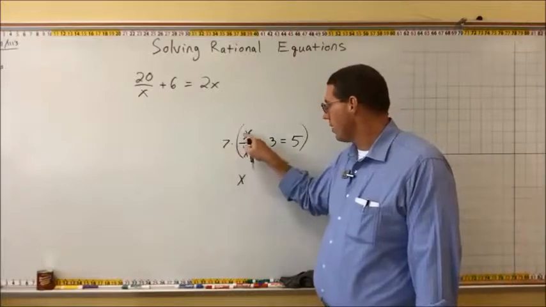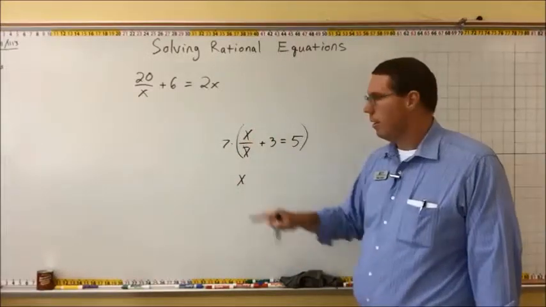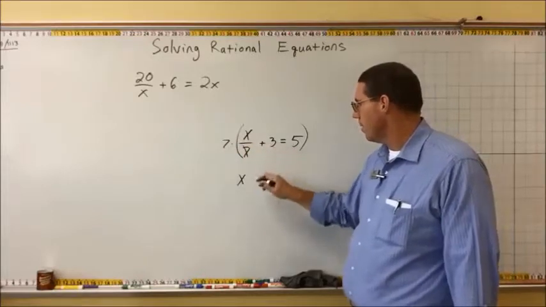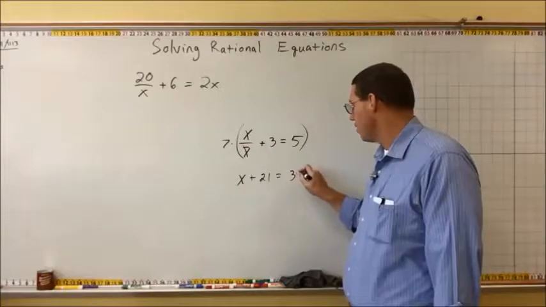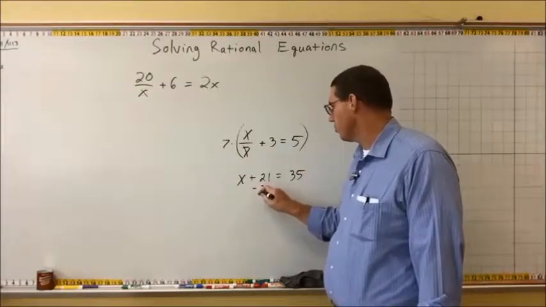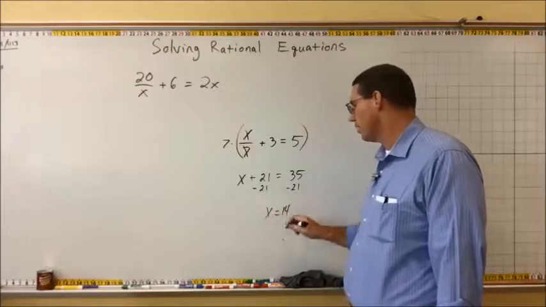So here 7 times x over 7 cancels the denominator. We just bring the x down. 7 times 3 is 21. 7 times 5 is 35. And then if you subtract 21 from both sides, you get x equals 14.